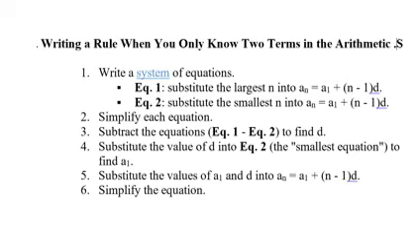Then you have to simplify each equation. Then subtract the equations, equation 1 minus equation 2, to find the common difference D. Then you have to substitute the value of D into equation 2, the smallest equation, to find A1. Then substitute the values of A1 and D into An equals A1 plus n minus 1 D to finally simplify the equation.